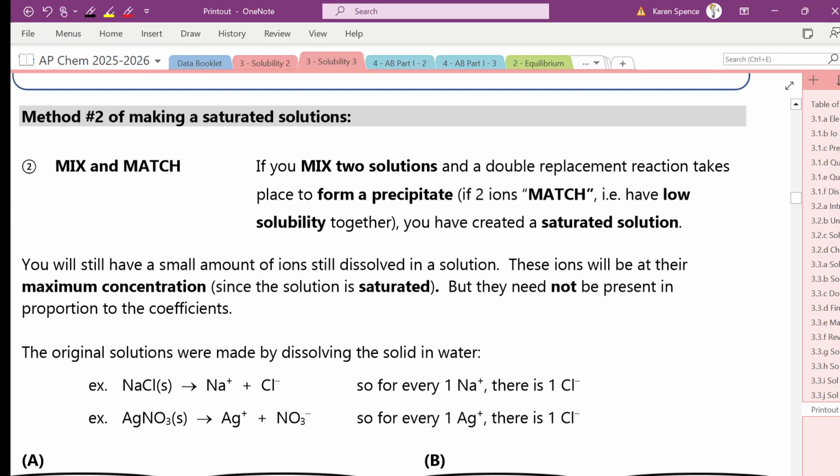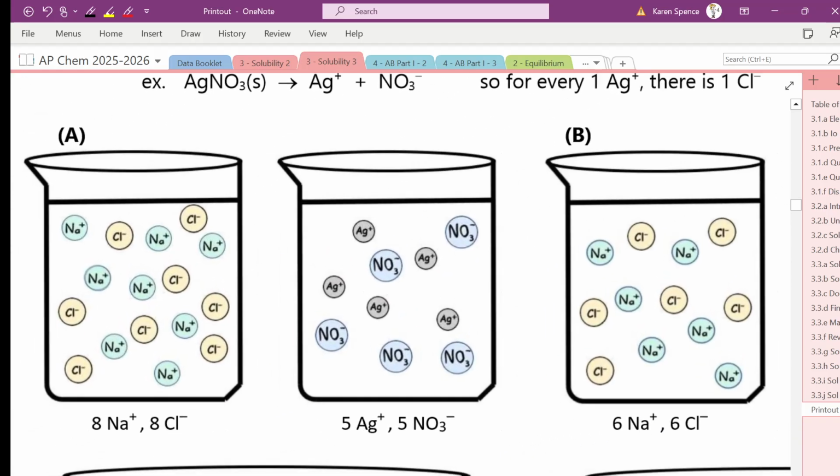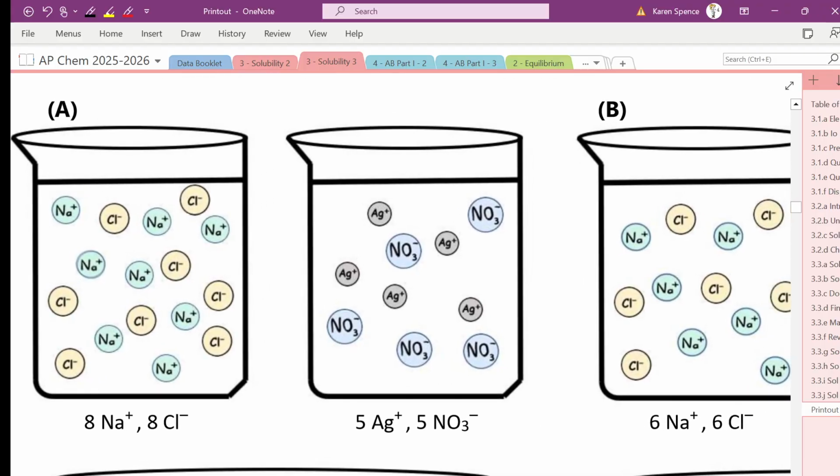Okay, so what would this actually look like? This might look like we have sodium chloride. Yes? And in this particular example, let's say our sodium chloride is 0.008 molar. So we have 8 sodiums and we have 8 chlorides. These numbers are ridiculous. Okay, just work with me. Now, let's assume that our silver nitrate is 0.005 molar. Yes? With me so far? Okay.